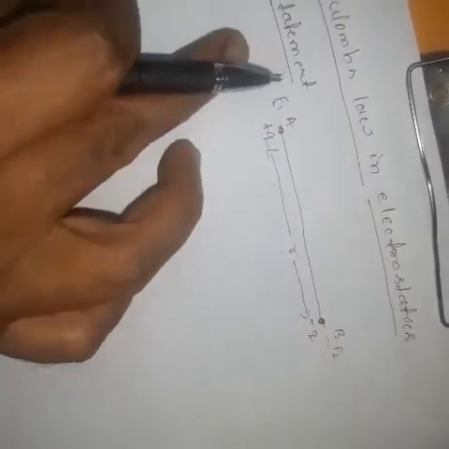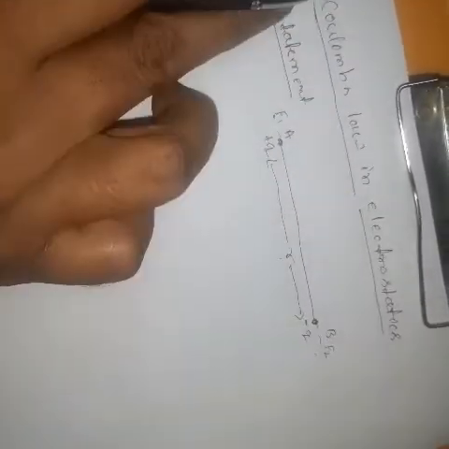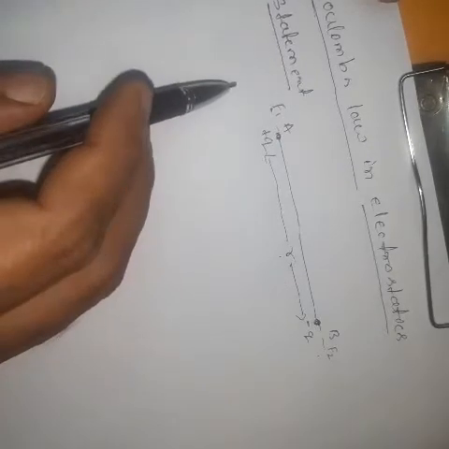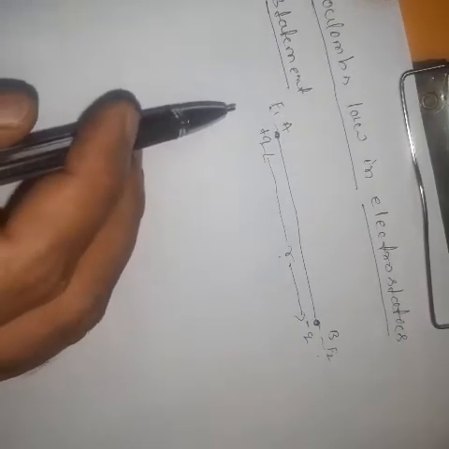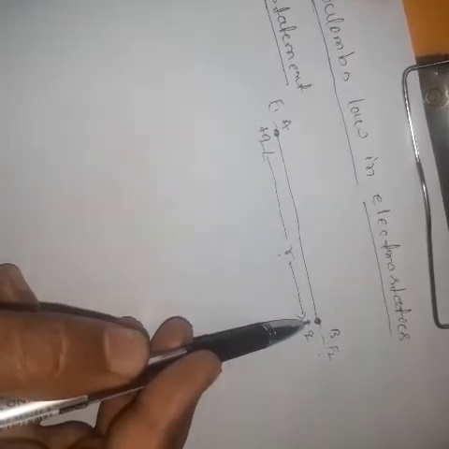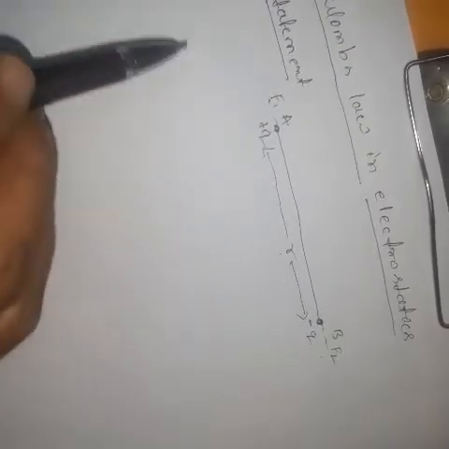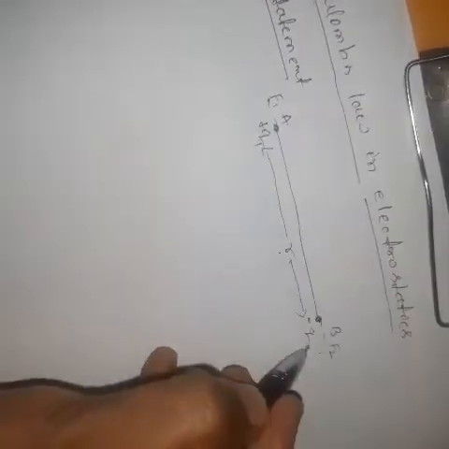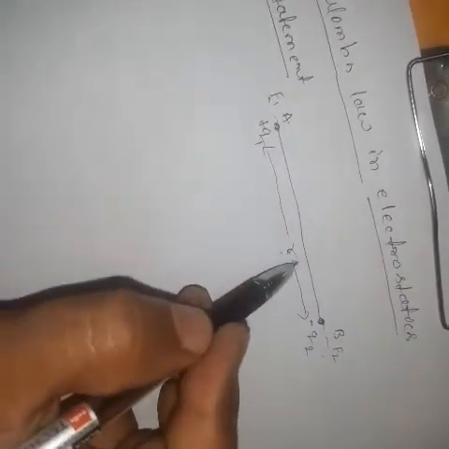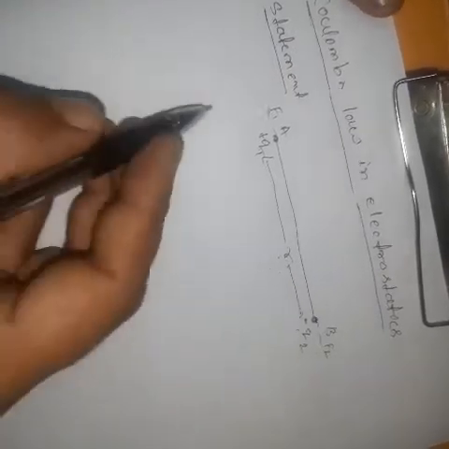What is the statement of Coulomb's law in electrostatics? The Coulomb force is a force of attraction or repulsion between two point charges. The Coulomb force is directly proportional to the product of the charges Q1 and Q2, and inversely proportional to the square of the distance between them. That is the statement of Coulomb's law.